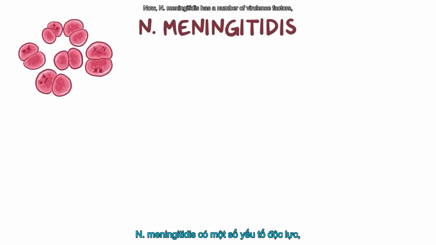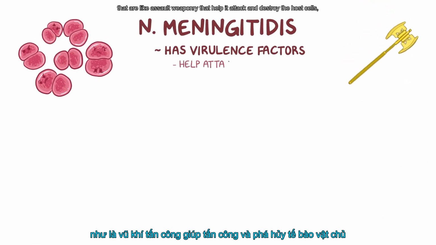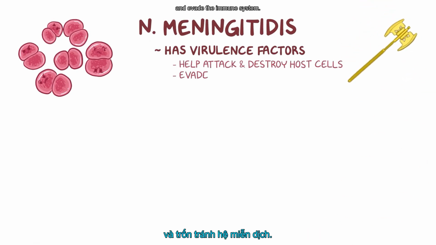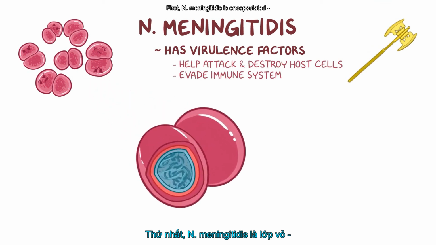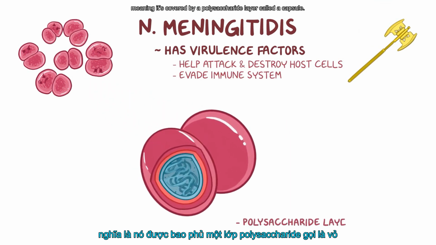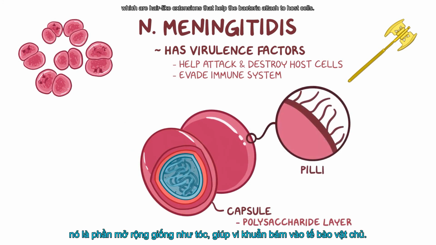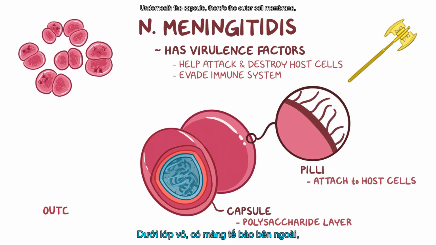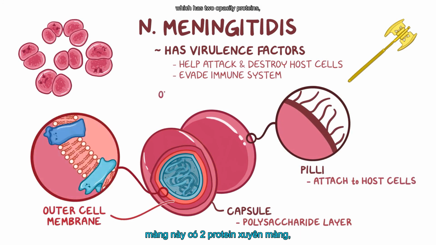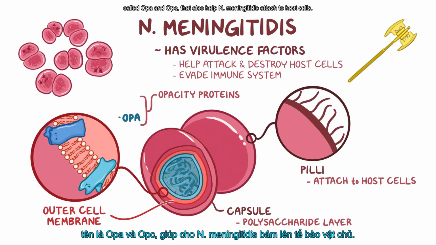Now, N. meningitidis has a number of virulence factors that are like assault weaponry that help it attack and destroy the host cells and evade the immune system. First, N. meningitidis is encapsulated, meaning it's covered by a polysaccharide layer called a capsule. The capsule has pili, which are hair-like extensions that help the bacteria attach to host cells. Underneath the capsule, there's the outer cell membrane, which has two opacity proteins, called OPA and OPC, and they also help N. meningitidis attach to host cells.